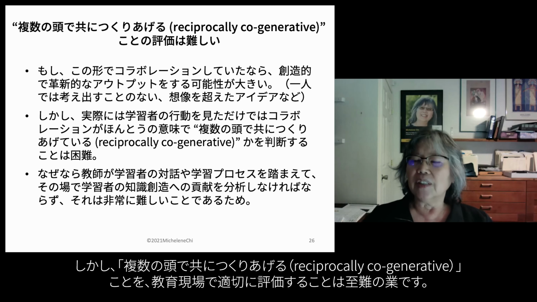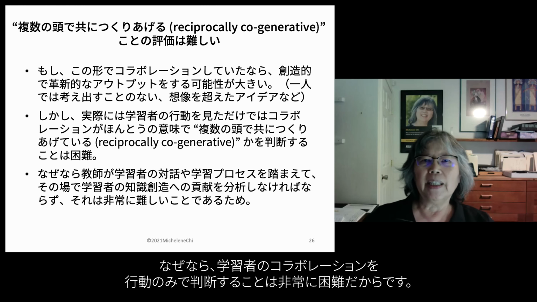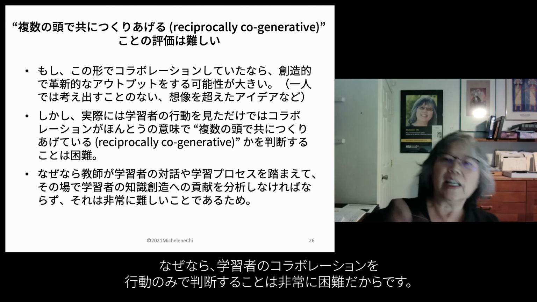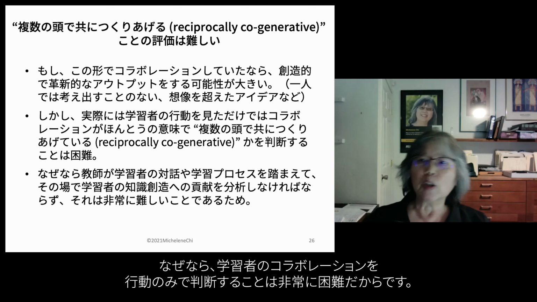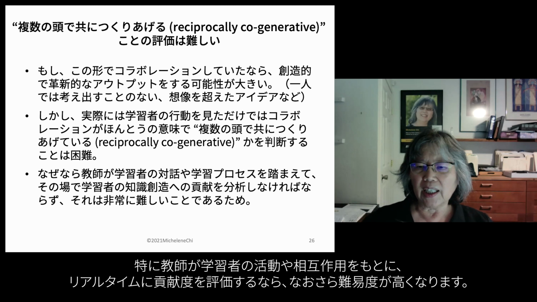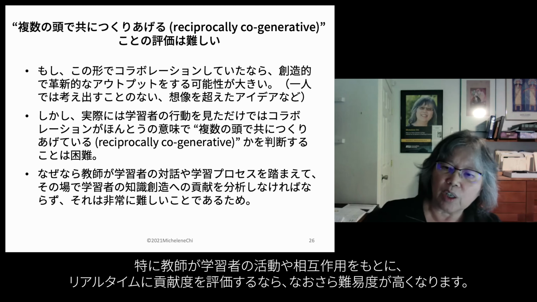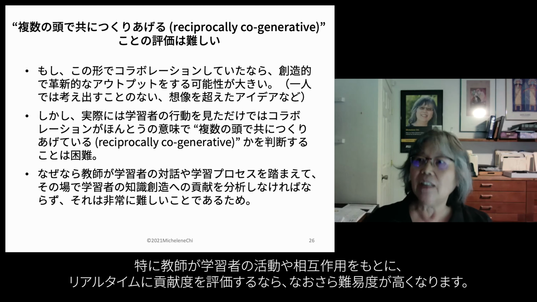However, it's difficult to assess reciprocal cogenerative ways of collaborating, especially in a classroom, right? Because even though it has the potential to create the most creative outcome, it's difficult to determine from dialogue behaviors whether students are collaborating in this way, especially if it requires that the instructor listen to students' dialogue and analyze their contributions on the fly in real time. So that's very difficult.